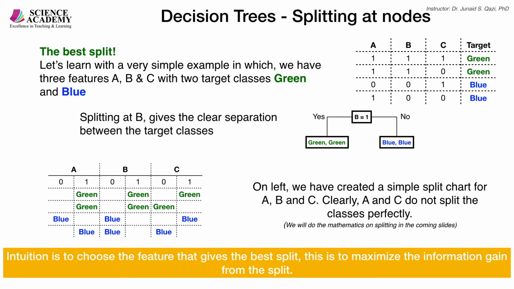So the focus is to choose the feature that gives the best split, such as B in this case. If we split at B, we have the maximum information gain, and this is what we want from our split.